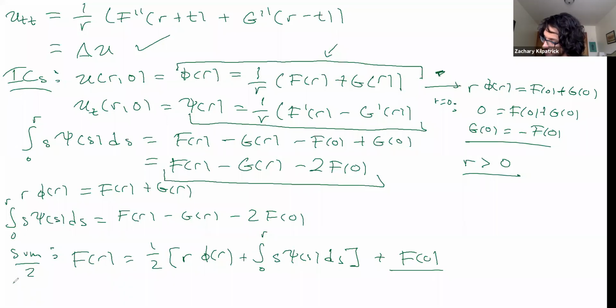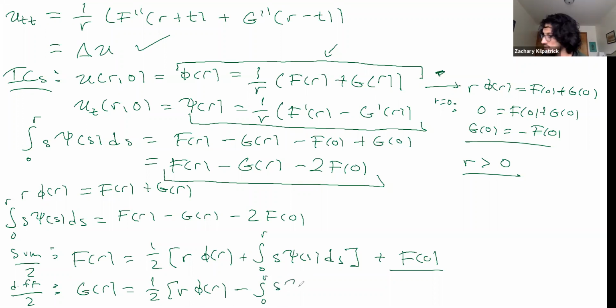In a similar way, if I take the difference and I divide it by 2 and I rearrange it, then I get g of r is equal to 1/2 r phi of r minus the integral from 0 up to r s psi of s ds, minus f of 0, okay? So I'm getting close to having a solution, right? The only thing I need to do now is just to sum these up, right?